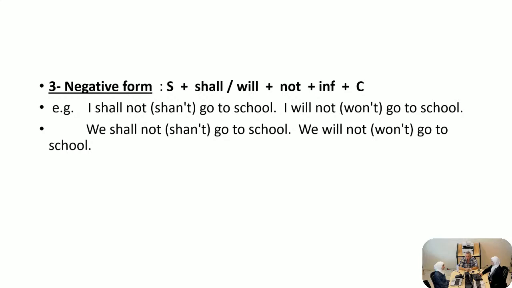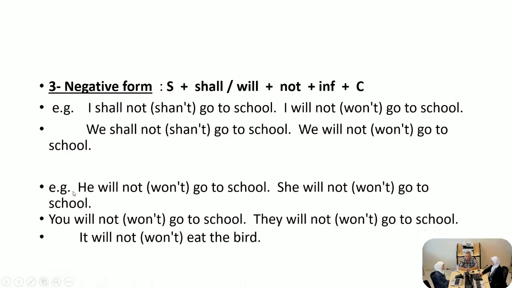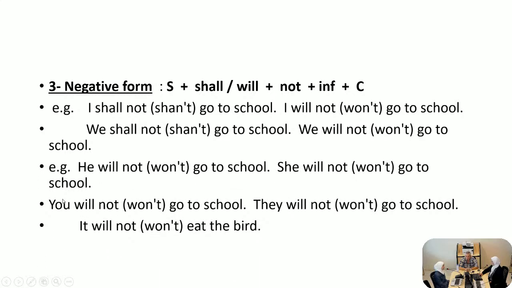In the negative form, we use the subject, shall or will, not, and the infinitive with the complement. I shall not, and its short form is shan't go to school. I will not, its short form is won't go to school. We shall not, we shan't go to school. We will not or we won't go to school. He will not becomes won't go to school. She won't go to school. You won't go to school. They won't go to school. It will not or it won't eat the bird.